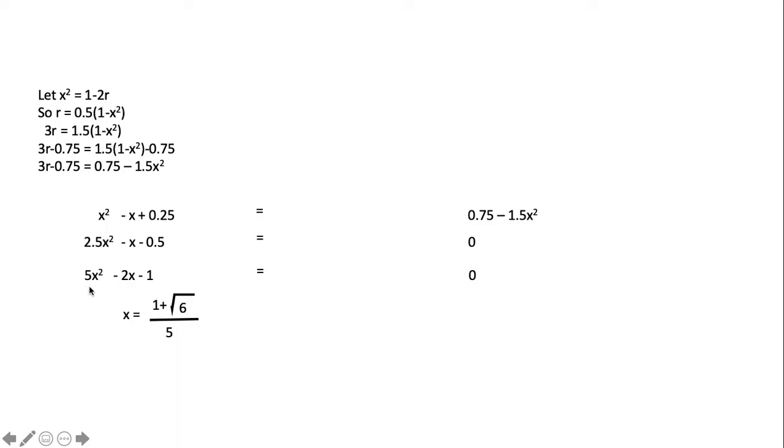So I'm not going to show all that here, and in fact I just bunged it into a website that does the quadratic formula for you, and it came out to be x equals 1 plus square root of 6 all divided by 5. Being a quadratic, there was another negative solution to that, but in the context of this question I disregarded that. Okay, so x equals 1 plus root 6 all divided by 5.